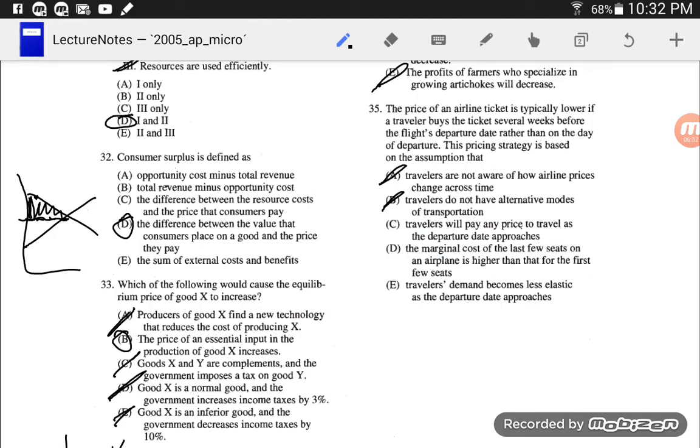Anyway, travelers will pay any price to travel as the departure date approaches. No, they still aren't going to pay any price. They might be more willing to pay a higher price. Anyway, the marginal cost of the last few seats on an airplane... No, the marginal cost is the same.